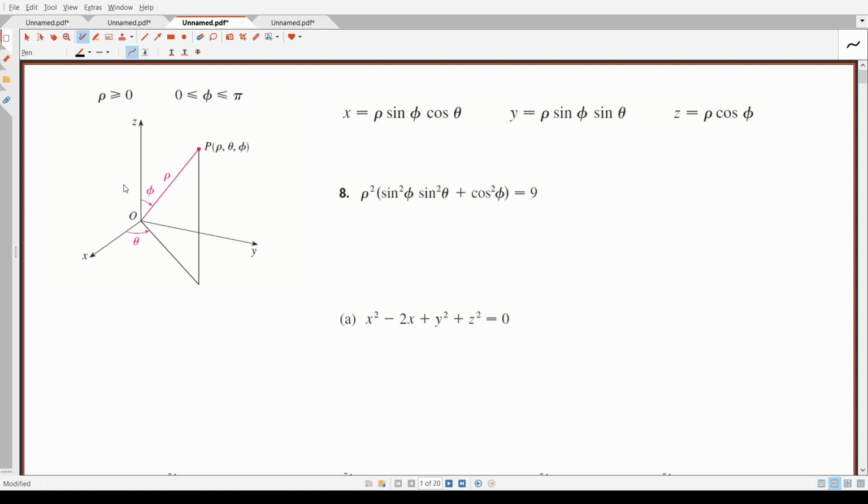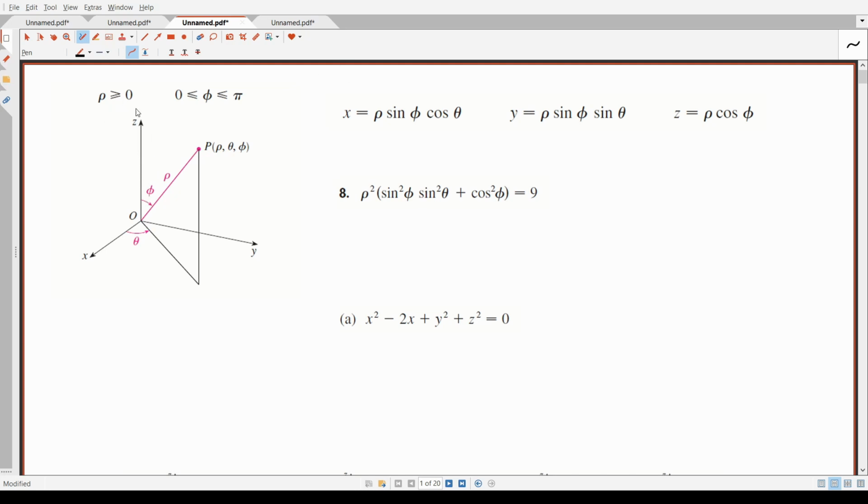In 3D though, we don't just have theta, we have theta and this phi. Phi is the angle from the z-axis. This is a little bit weird because a lot of people would imagine that it would be measured starting in the xy plane going up, but no, it's measured from the positive z-axis to whatever angle we're interested in.